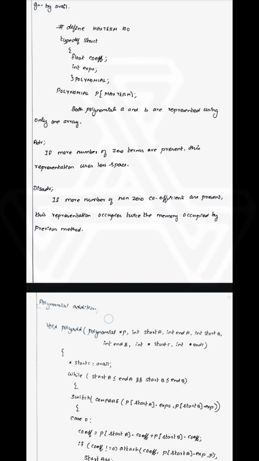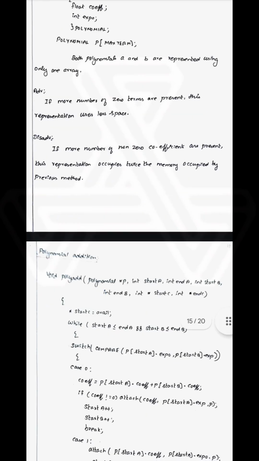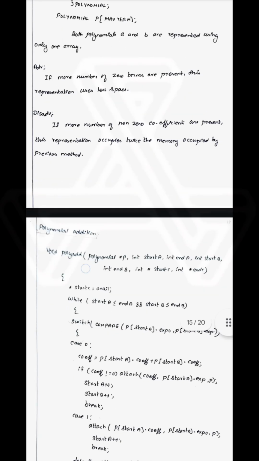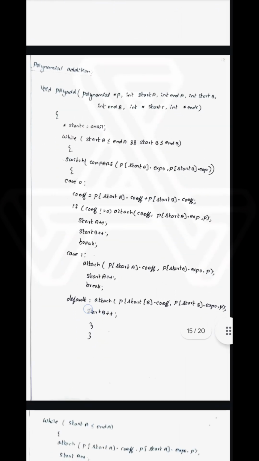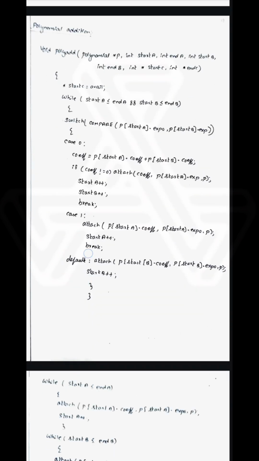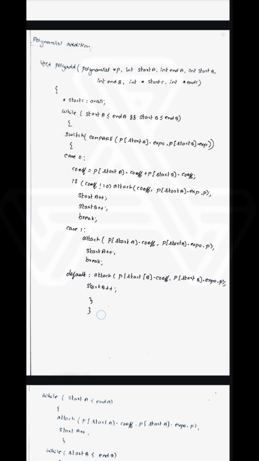Advantage: if more zero terms are present, this representation uses less space. If more non-zero coefficients are present, this representation occupies twice the memory occupied by the previous method. Polynomial addition: void poly add, polynomial pointer p, int start A, int end A, int start B, int end B, int start C, int end C.